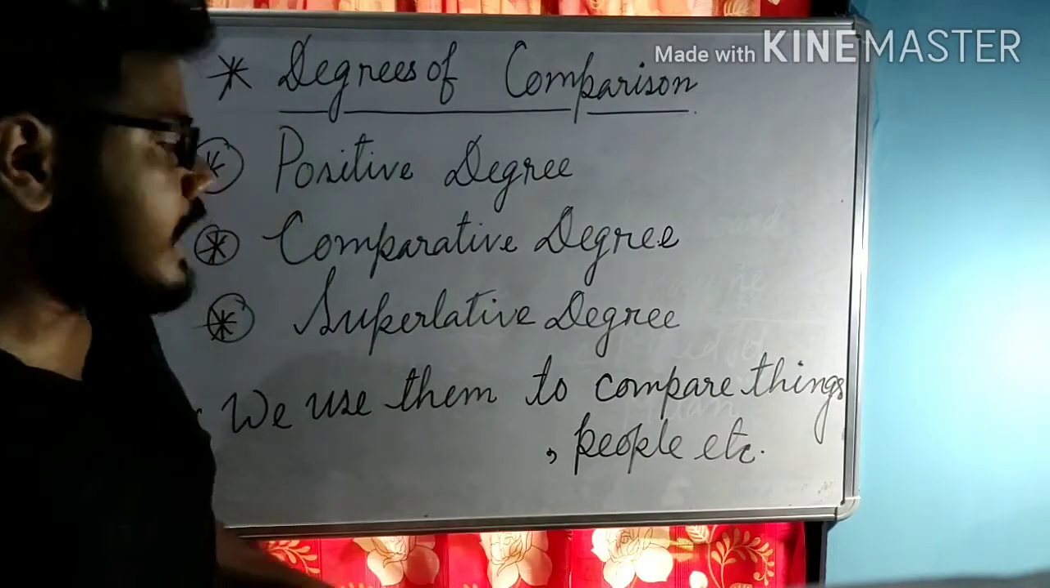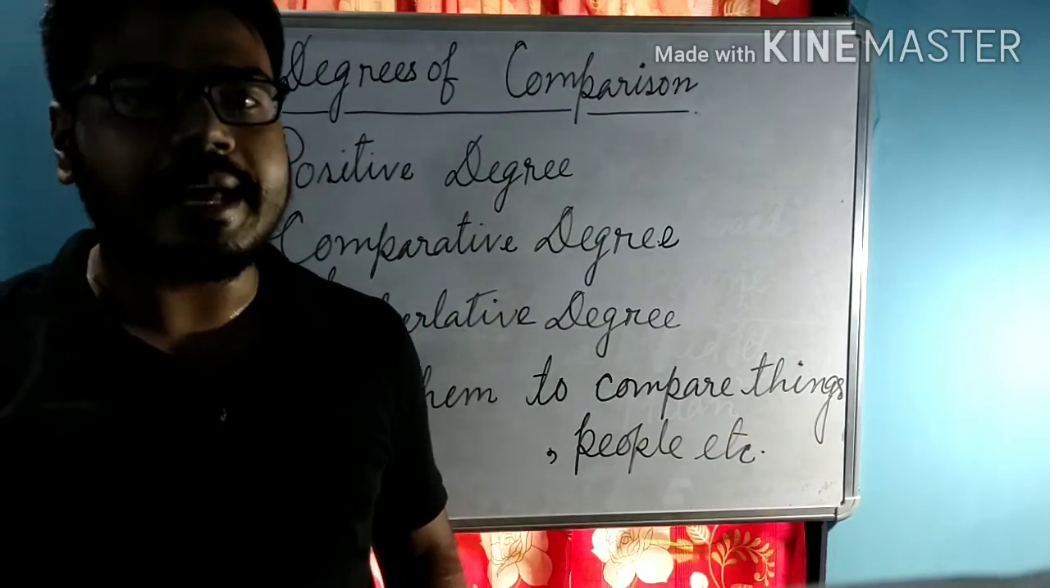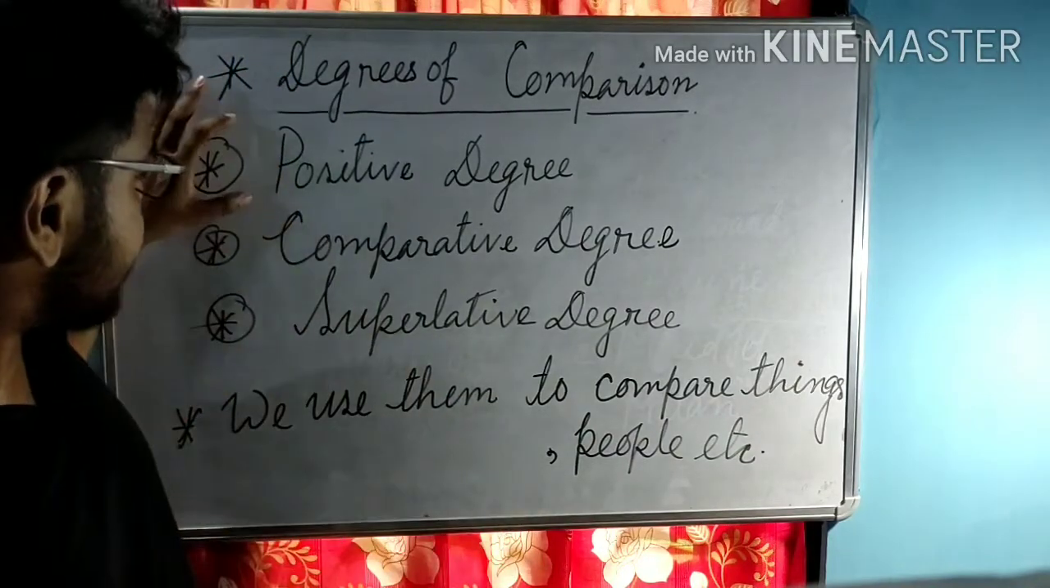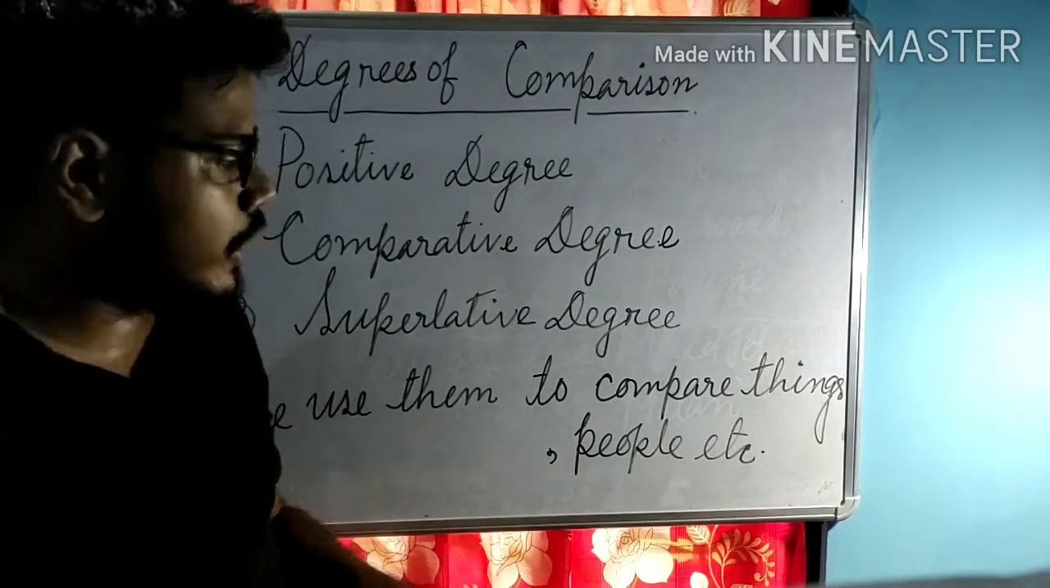Now we use them to compare things, people, etc. So we use these three degrees of comparison to compare what?